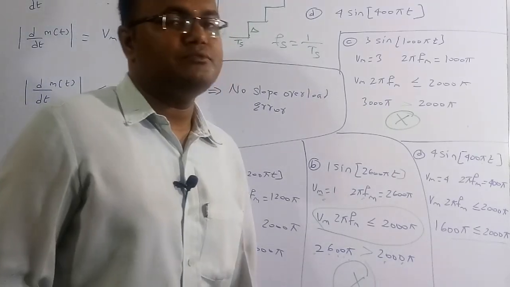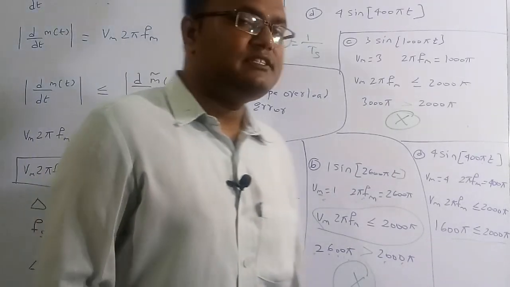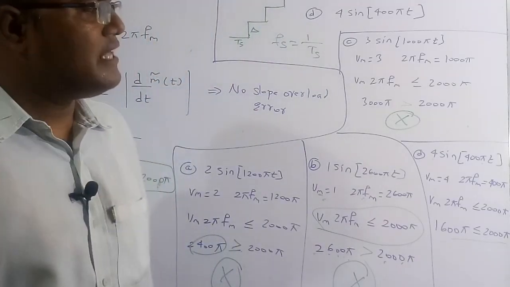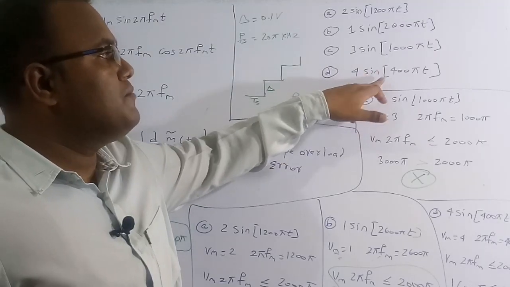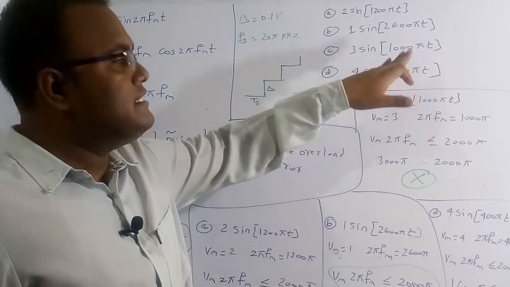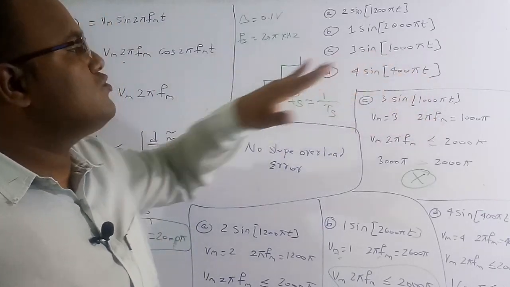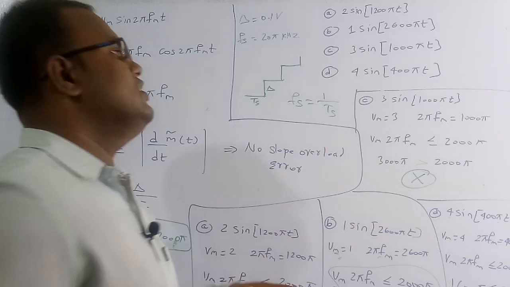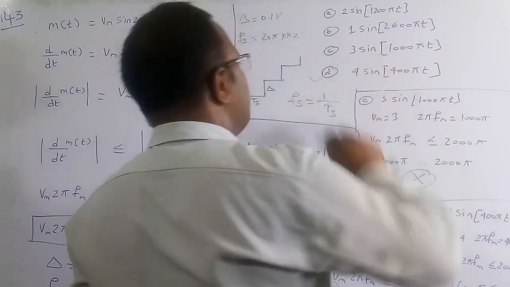So out of 4 options, only option D message signal is going to satisfy this condition. So we can say if you give this 4 sine 400 pi t as an input to a delta modulator, then no slope overload error is going to occur. So therefore option D is the correct solution of this question.